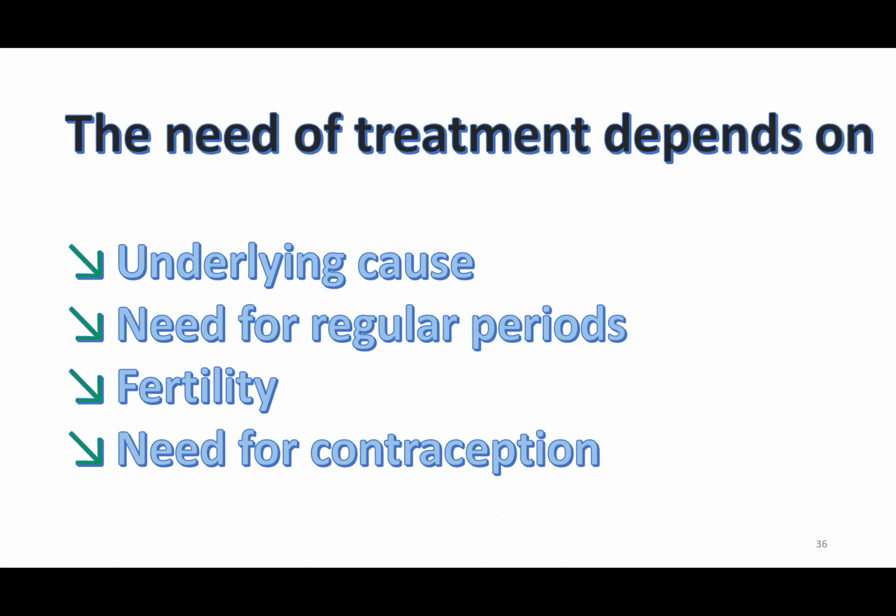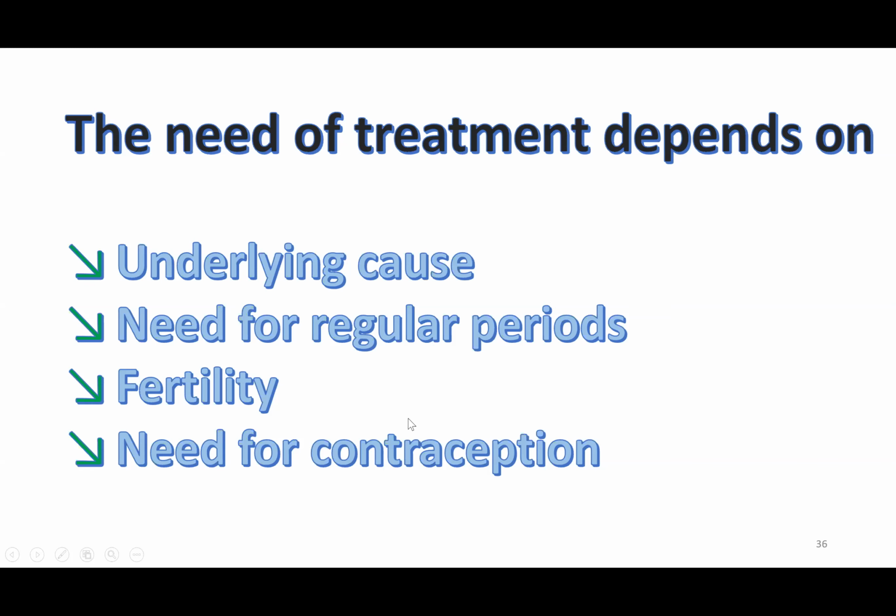The need for treatment will depend on the underlying cause, the need for regular periods, fertility, and the need for contraception. I mean by this that we treat according to how the patient presents. She may know what the problem is. She has had a previous consultation, and she came to you to treat what she is complaining of. If she does not know the cause of her amenorrhea, we will treat the underlying cause. If she knows and she wants regular periods, we will give treatment accordingly. If she is married and she wants a baby, we will go according to that, and we also assess her need for contraception.